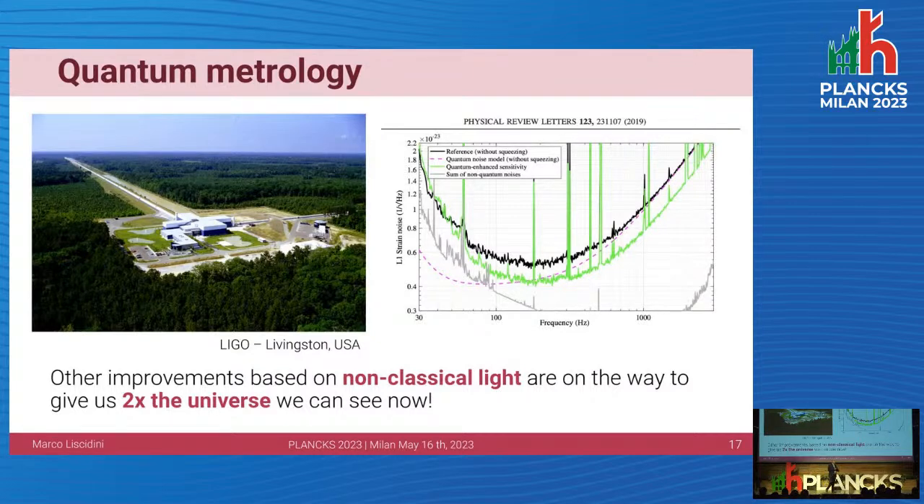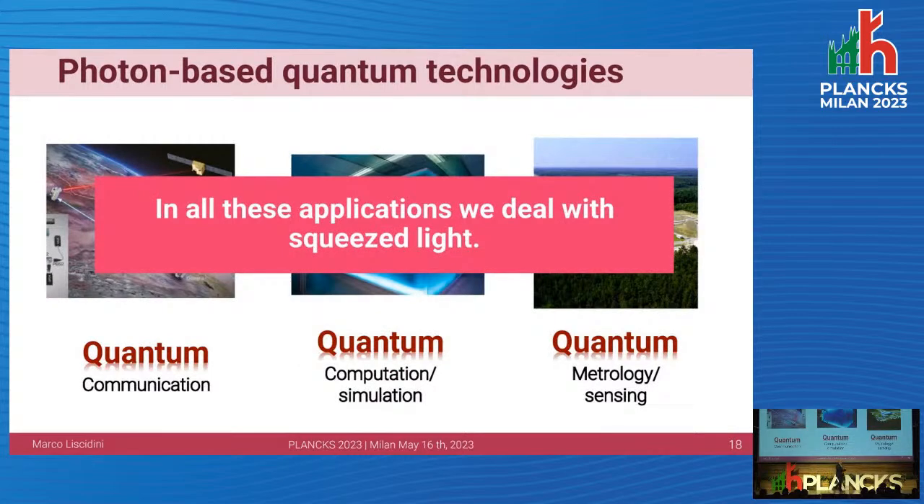Okay, so we are solving a pretty simple practical problem, which is a noise problem. But of course, this has an impact also in basic research and in our understanding of the universe. Okay, so I showed you three examples in which we use non-classical light. But what's non-classical light? Pretty easy, no? I cannot describe it using classical electromagnetism.